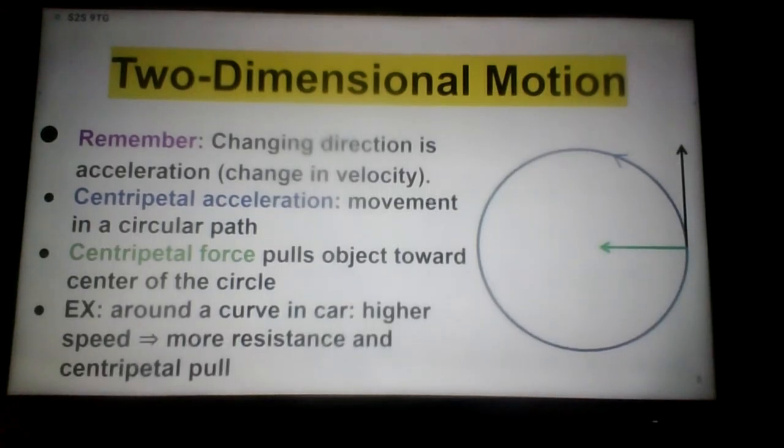Example, go around a curve in a car. If you take a sharp curve at a slow speed, that curve is easier to get the car around because we don't have a strong force pulling back to the circle.